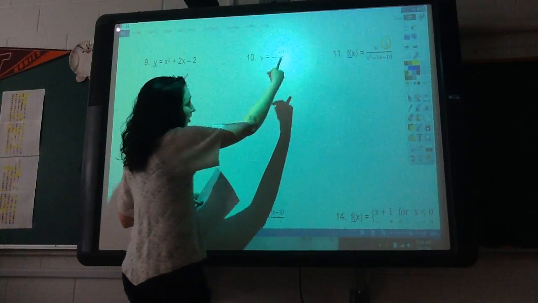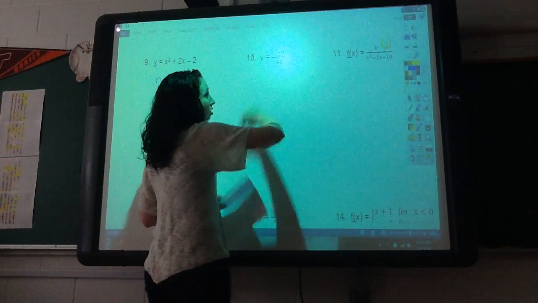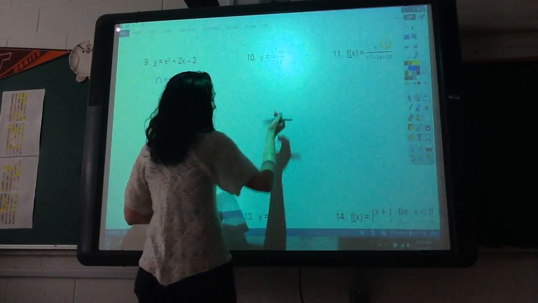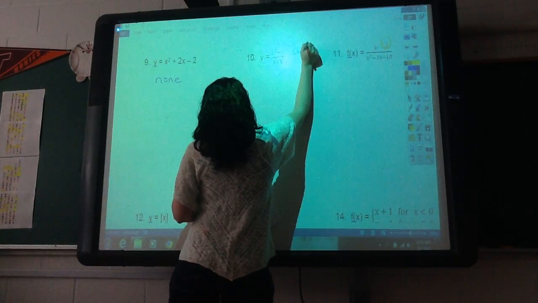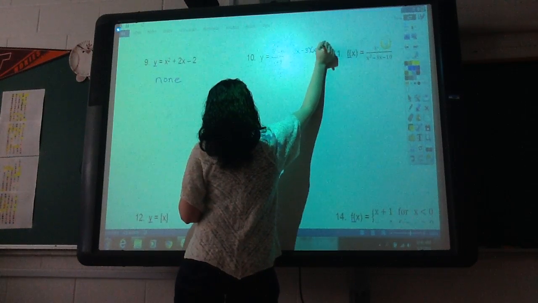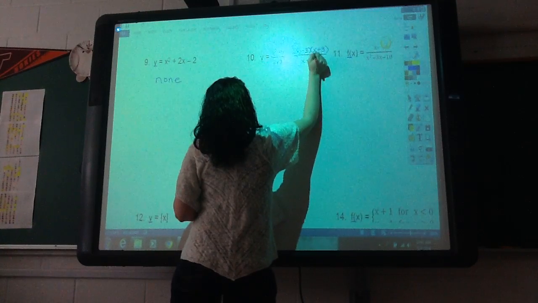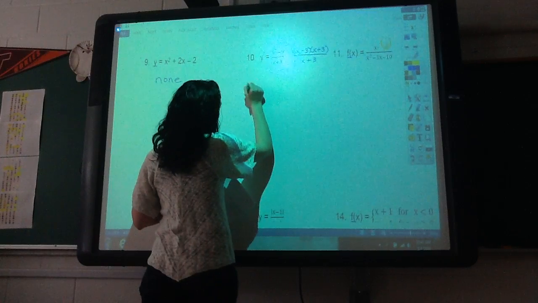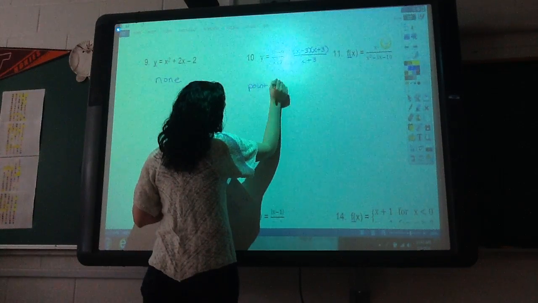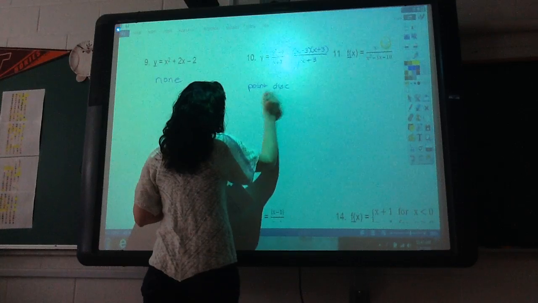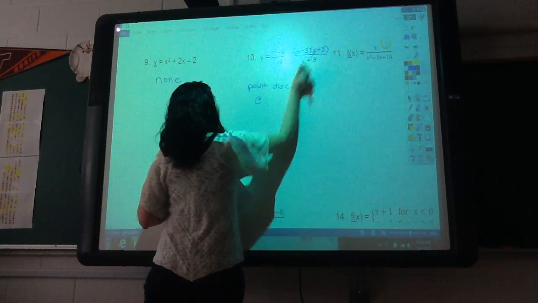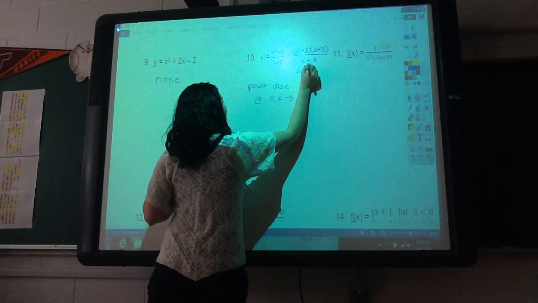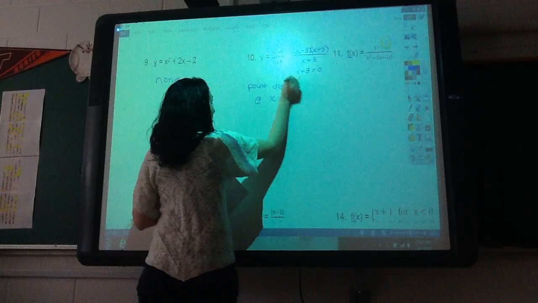Now number 10, on the other hand, you can see that, yes, the bottom is going to go to 0, but is it simplifiable, if that's even a word? Can I simplify this? The top factors. So because what is on the bottom currently is going to cancel, that means I do not have an infinite discontinuity. I have a point discontinuity at the term that factors. So that's going to be x equals negative 3. So I'm going to take x plus 3, set it equal to 0, and that's going to give me my answer.